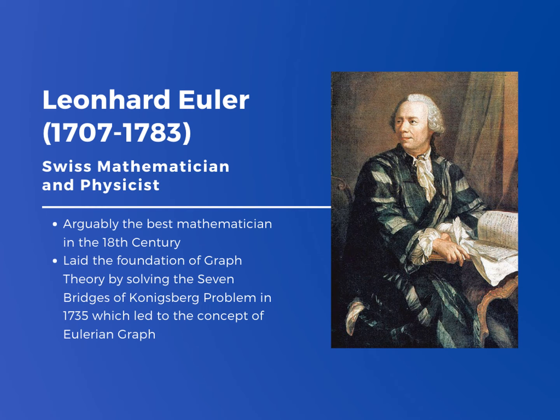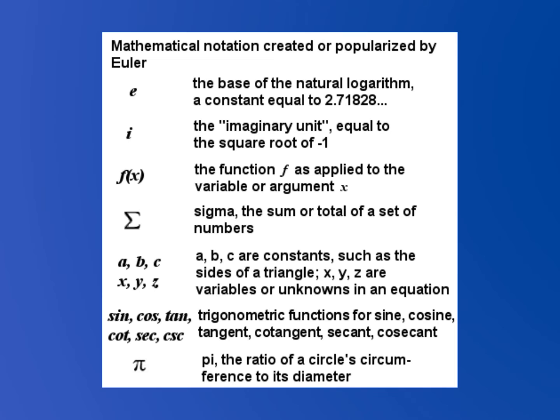Leonhard Euler was a Swiss mathematician and physicist. He was arguably the best mathematician in the 18th century, contributing to geometry, calculus, trigonometry, number theory, and many more. He laid the foundation of graph theory by solving the Königsberg problem, introducing the concept of Eulerian graph. He said and proved that it is impossible for the residents to traverse all the bridges without backtracking. Here are some of the mathematical notations created by Euler.